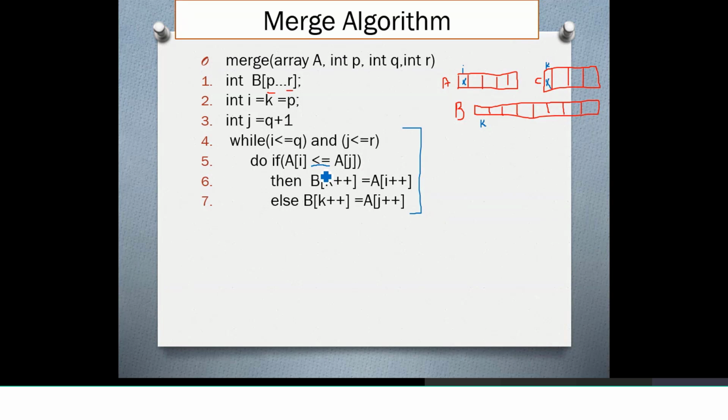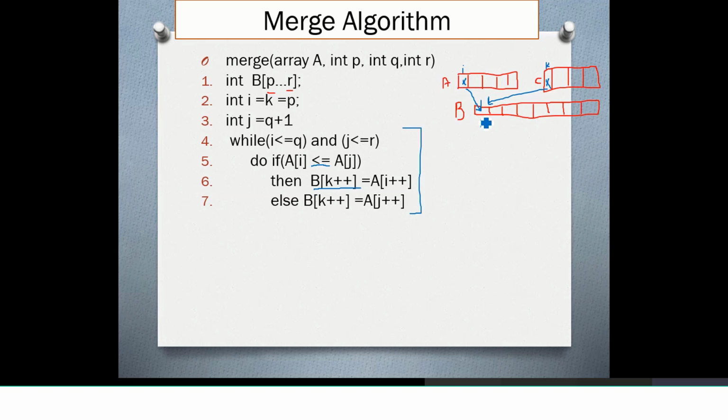Now, if the condition is true, it means that it will put this item into array B. If A of I is less, it will be transferred into the array B. If the other item is less, meaning A of J, if this item is less, it will be transferred into the array B. So it is written here in the if-else part. If the condition is true, this item is transferred into B. If this condition is false, it means this item is less, and it will be transferred into the array B. So it will just keep on doing this activity.